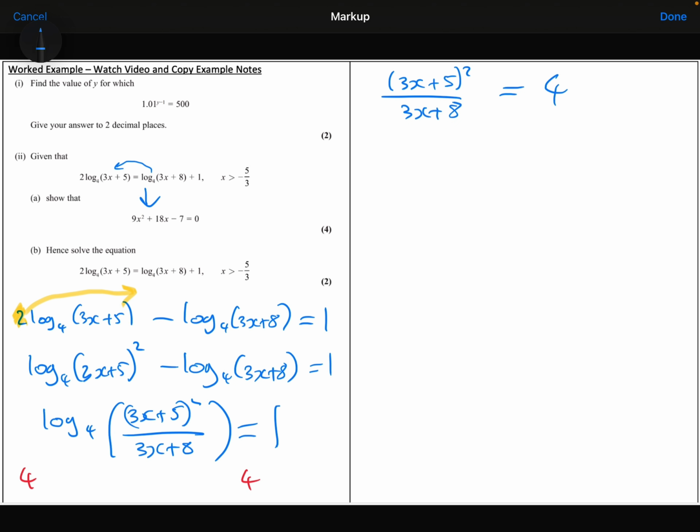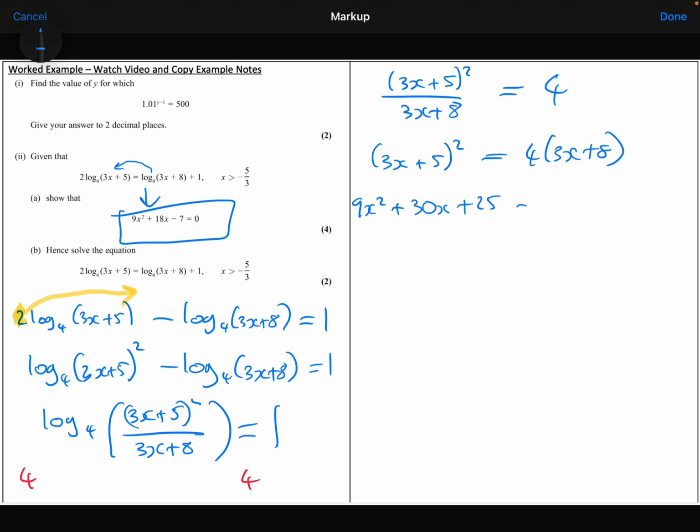All I need to do now is rearrange this to be in the form of the quadratic that we needed. So move the 3x plus 8 to the right-hand side, expand the brackets, and move everything onto one side of the equation, like so. So that's part A done.